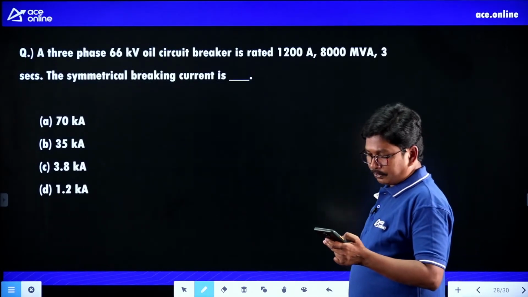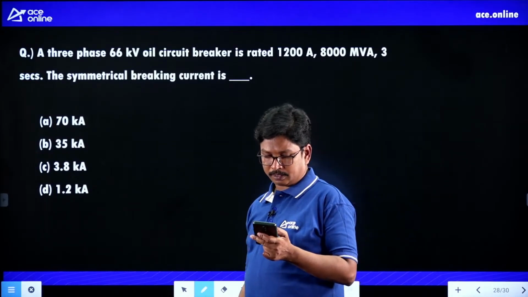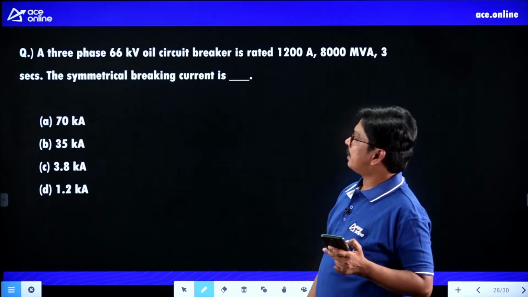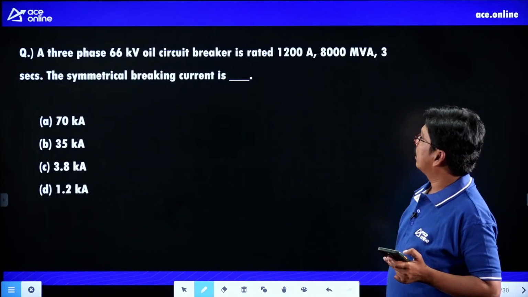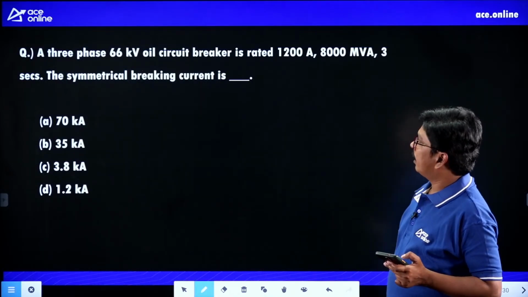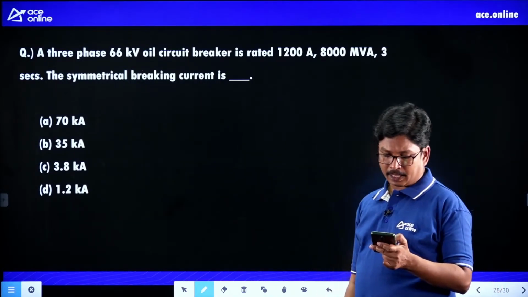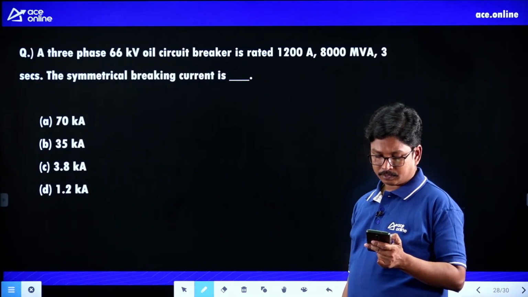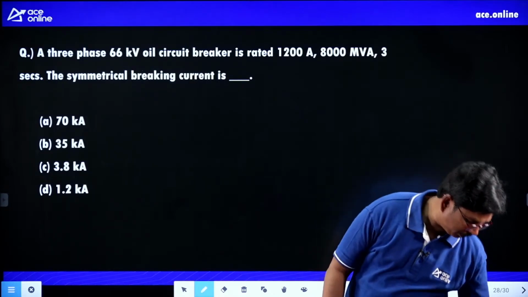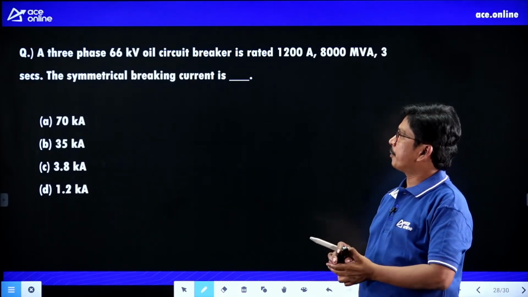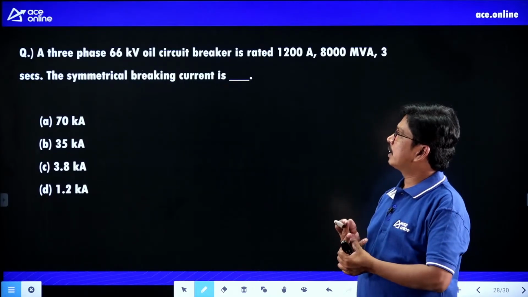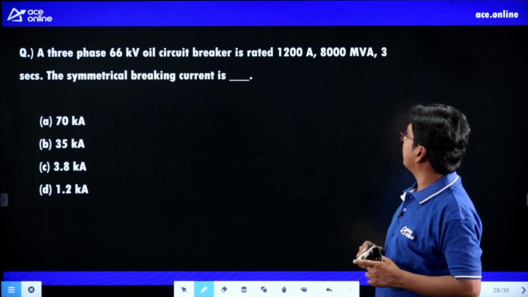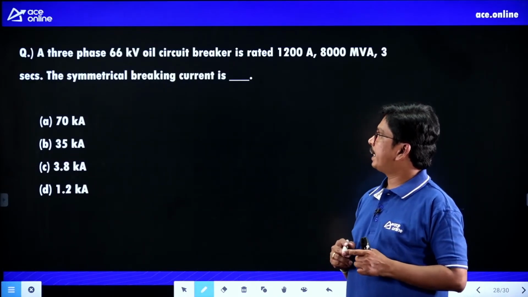Yes, correct, it was a typing mistake. A 3-phase 66 kV oil circuit breaker is rated 1200 amperes, 8000 MVA, 3 seconds. The symmetrical breaking current is?